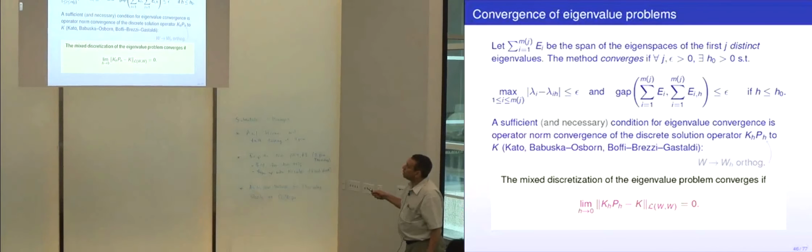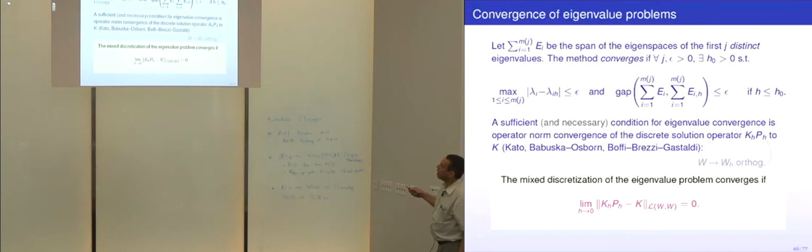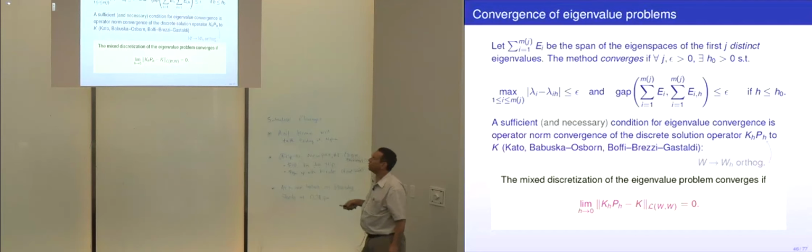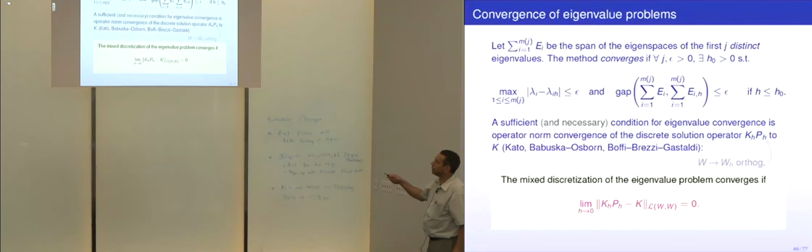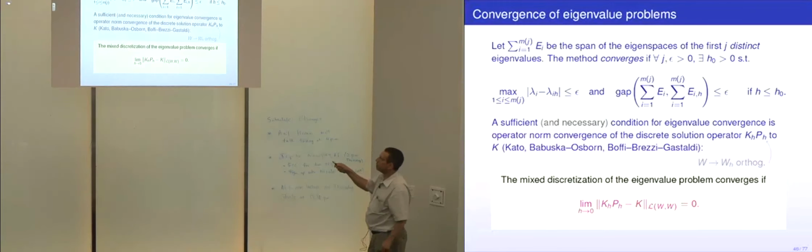You take the span of the eigenspaces, not of the first j eigenvalues, but of the first j distinct eigenvalues. So some of these may be multiple eigenvalues. So this is a space of dimension m_j, which could be bigger than j. So if you have a multiple eigenvalue, you throw in all the eigenvectors, and that way this quantity doesn't depend on how you chose your basis for the eigenspace. This is the span of all the eigenspaces of the first j distinct eigenvalues. It's a meaningful quantity.